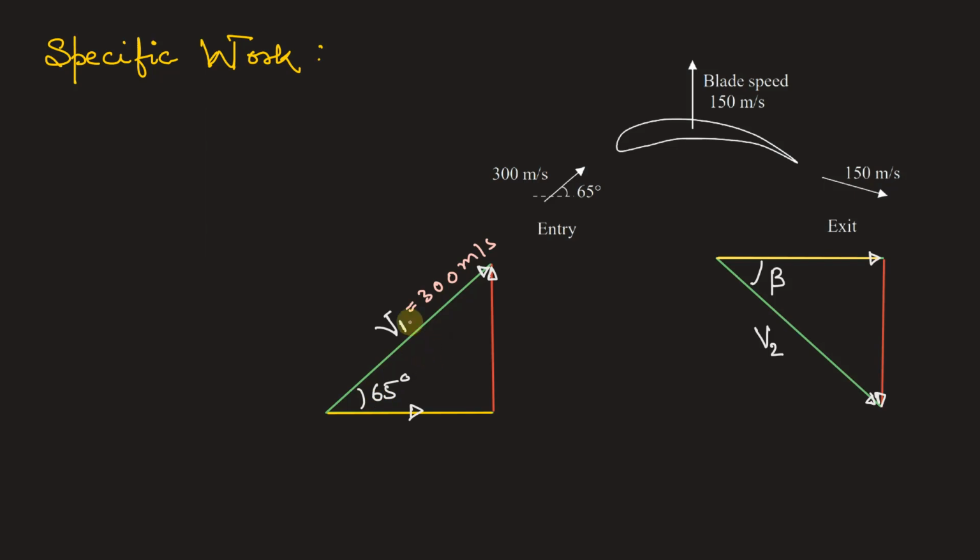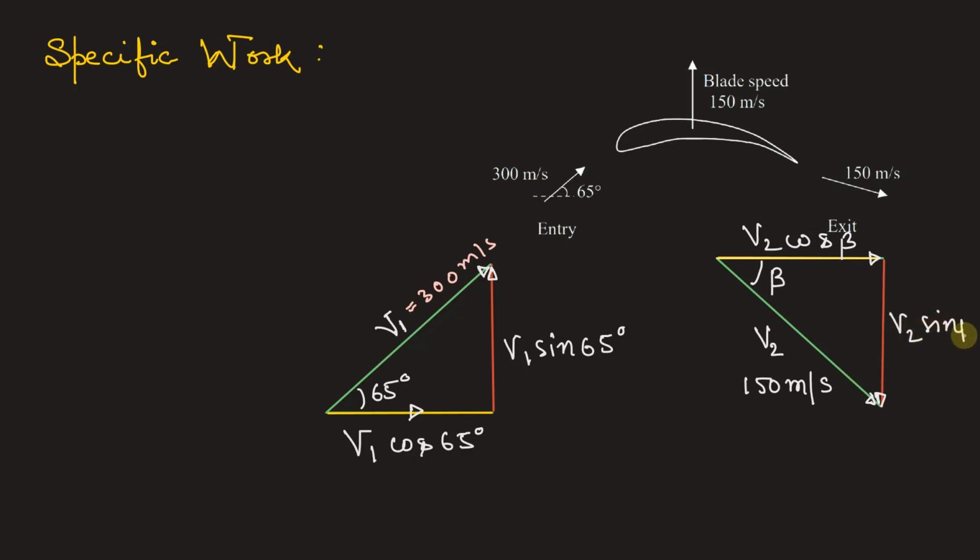So if we calculate the horizontal and vertical component of this velocity, the horizontal component of this velocity will be V1 cos 65 degree and the vertical component is V1 sin 65 degree. Similarly, at the exit, V2 is given in the problem, which is 150 meter per second. Suppose it exits at the angle beta, and beta is not given in the problem. So the horizontal component at the exit will be V2 cos beta and the vertical component is V2 sin beta.